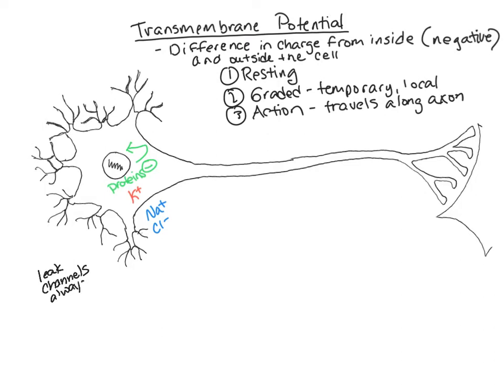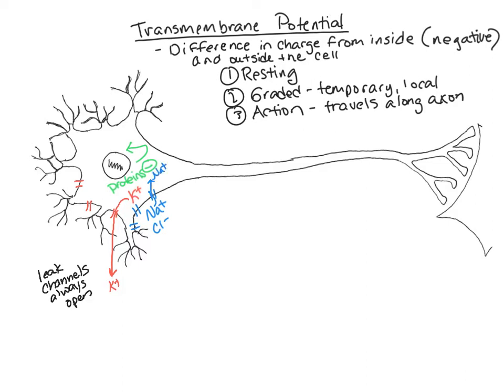So there are potassium leak channels, and because of the laws of diffusion, potassium, which is higher on the inside of the cell, will diffuse out to a lower concentration. There are also sodium leak channels, and again, because of the laws of diffusion, sodium, which is higher in concentration outside the cell, will diffuse into the cell towards the lower concentration.